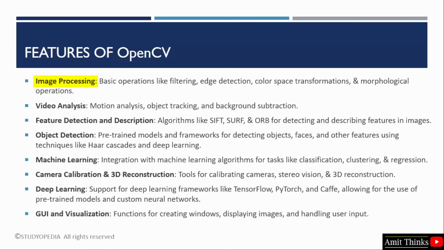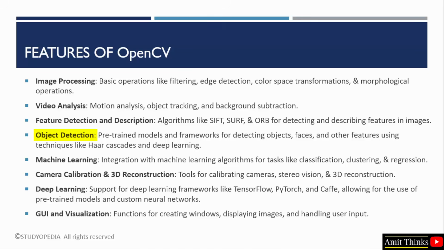The first one is image processing. Perform essential operations such as filtering, edge detection, color space conversions, and morphological transformations to manipulate and enhance images. Video analysis. Analyze video streams with capabilities like motion detection, object tracking, and background subtraction for dynamic scene understanding. Feature detection and description. Utilize advanced algorithms like SIFT, SURF, and ORB to identify and describe distinctive features within images for tasks such as matching and recognition.